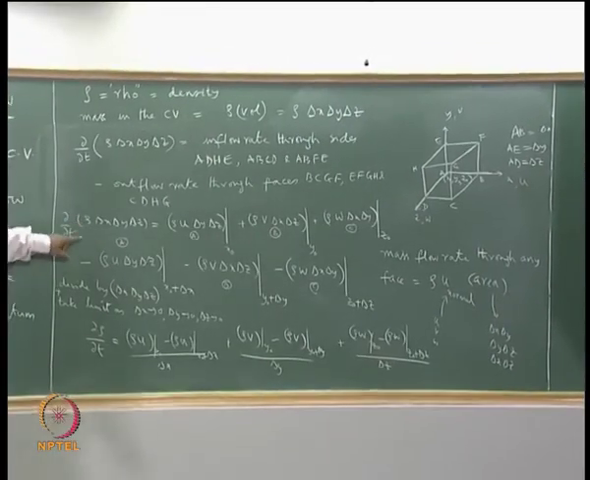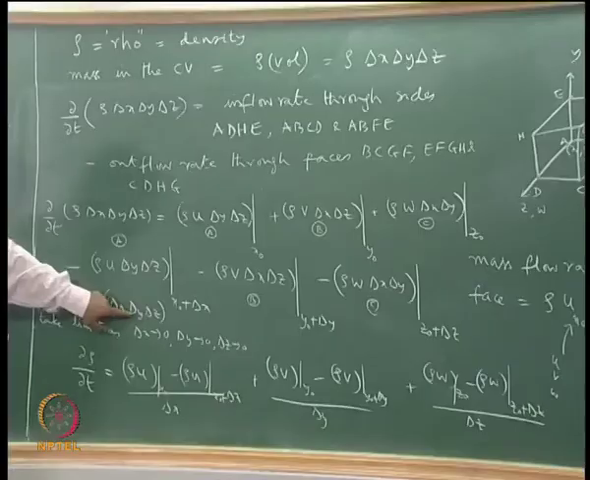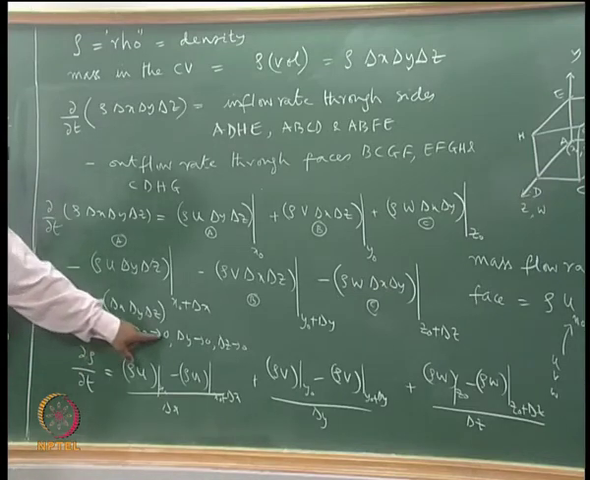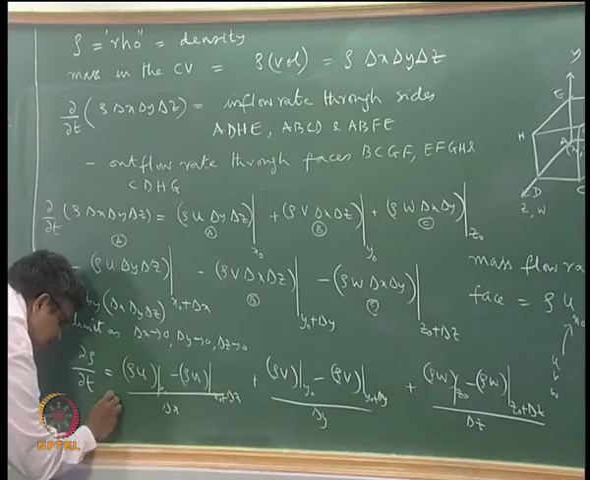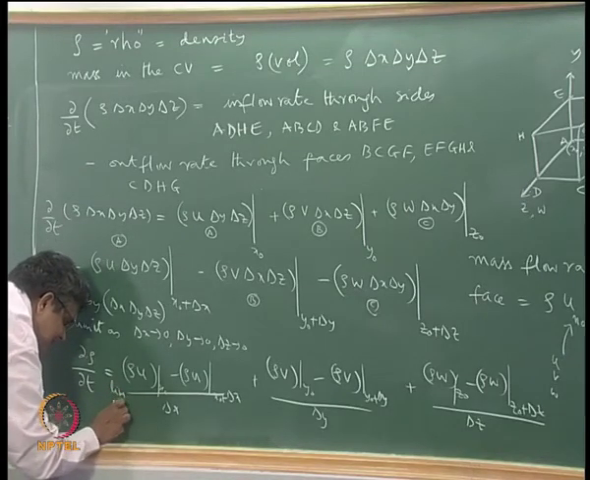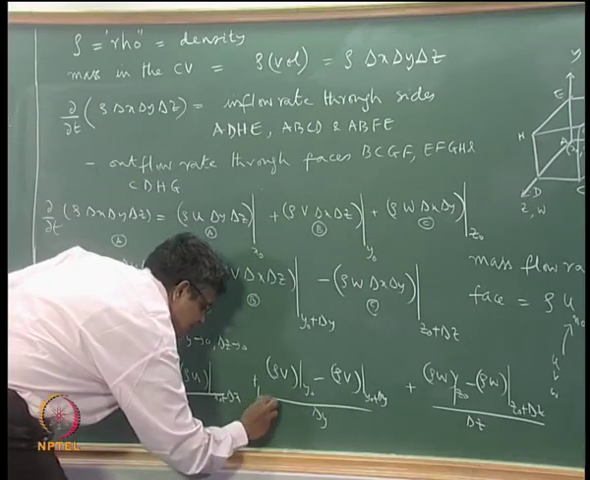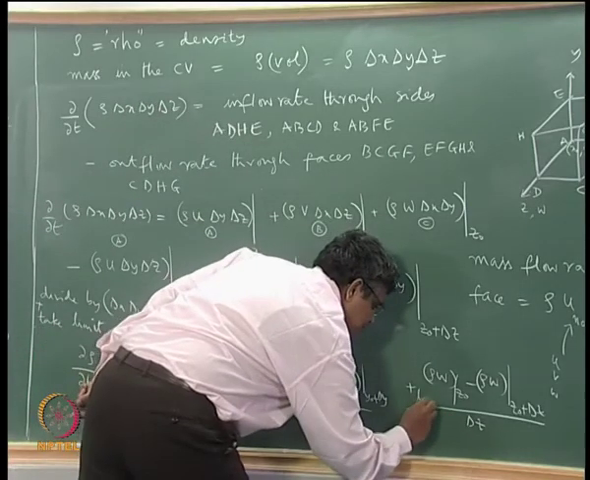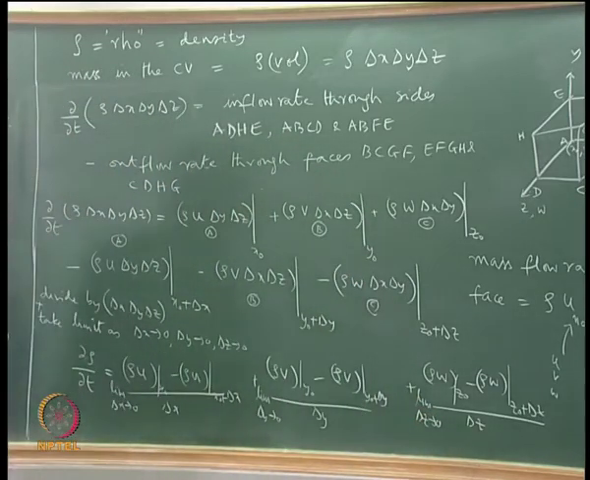Okay. So, by dividing each term in this equation by delta x, delta y, delta z, we have this, and we take the limit as delta x, delta y, delta z tend to 0. So, there is no delta x here. Here we have delta x coming, so limit as delta x tends to 0, and here delta y appears, so limit as delta y tends to 0, and here delta z appears, so limit as delta z tends to 0. Okay.